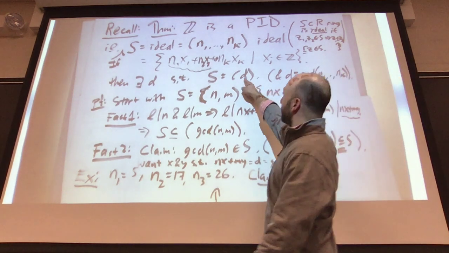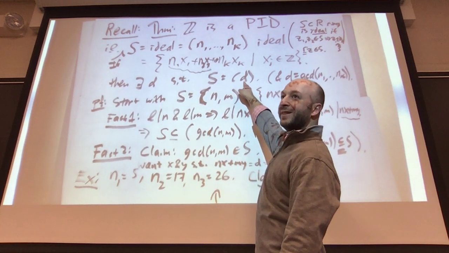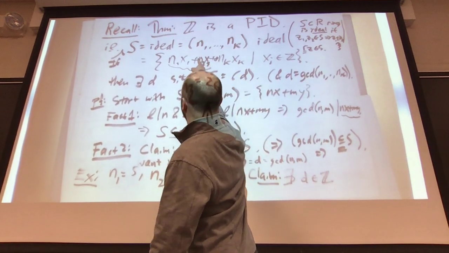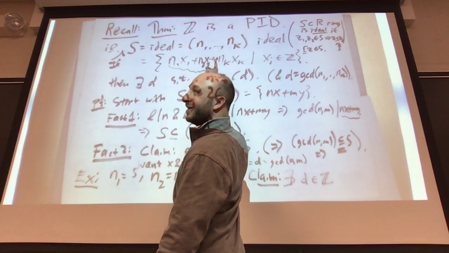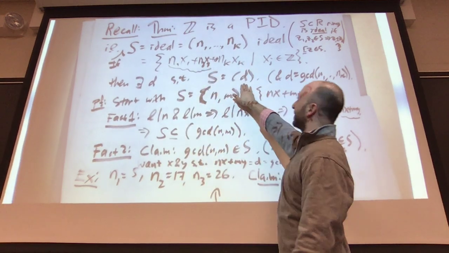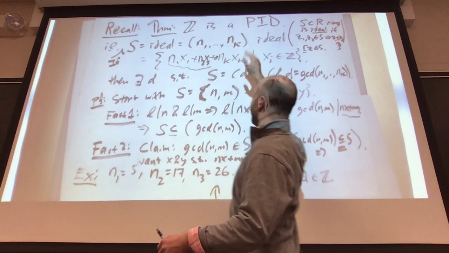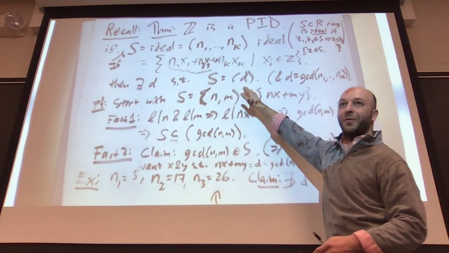If all you did was take one number and take its multiples, that's a principal ideal. So, as you said, you start with something generated by k elements. That is the same as something generated by a single element. So every ideal in the integers is actually principal. It's just generated by a single element.